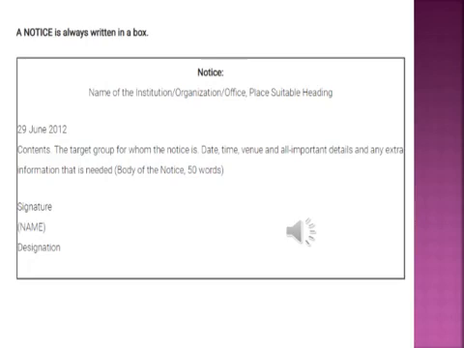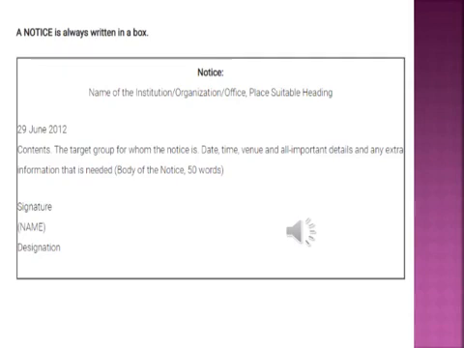So remember that at the beginning, name of the institution, then you write notice, then you write a suitable heading, then the date. How you write the date is very important, the style in which you write. Don't write 29/6/2012. You must write 29 June 2012. This is the way you must write the date. You must mention the name of the month in words. Don't write the month in numbers.